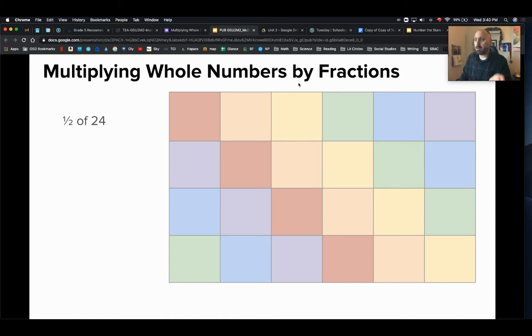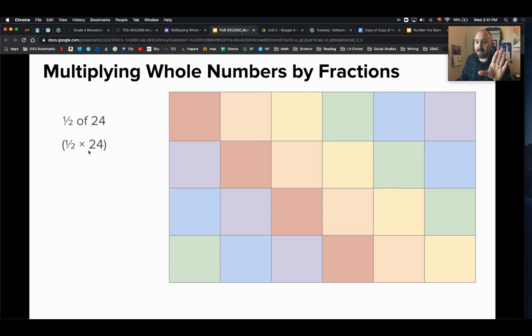So it says multiplying whole numbers by fractions. What's half of 24? You probably know what half of 24 is, don't you? Which is the same as saying what's half times 24. Can you believe that? When you replace the word times with the word of when you're dealing with fractions, it becomes so much easier. I want you to remember that. Think of the word of. Whenever you see that word of, that's telling you to multiply when we're dealing with fractions.